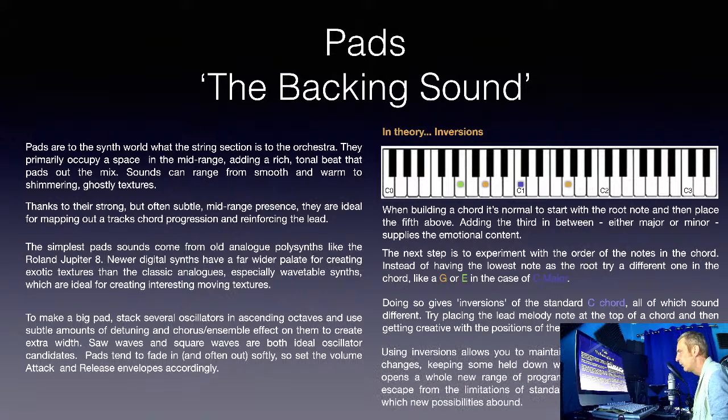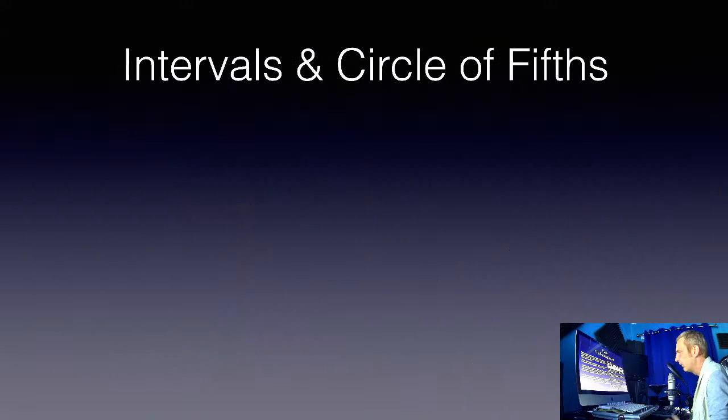Using inversions allows you to maintain common notes when the chord changes, keeping some held down while others shift. So you usually find that your left hand will play the root bass notes, and you can play melodies across on the top. Using inversions opens up a whole new range of programming options and allows you to escape from the limitations of a standard triad chord into writing territory where new possibilities abound.